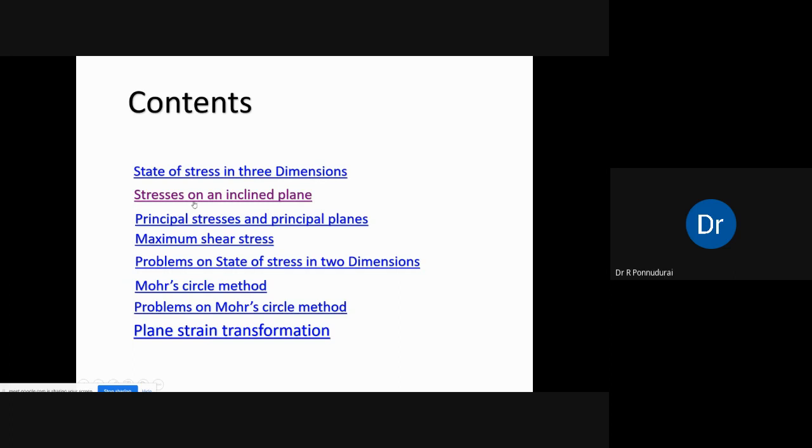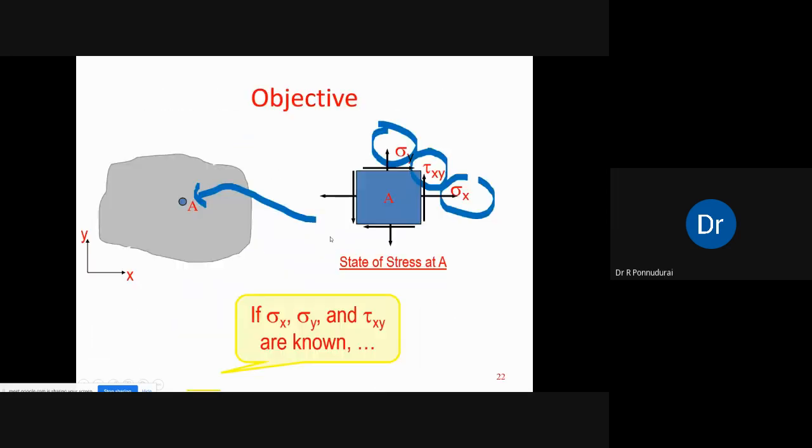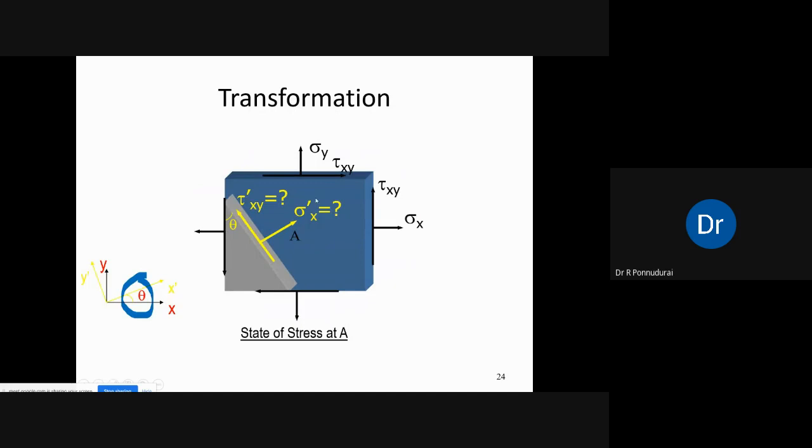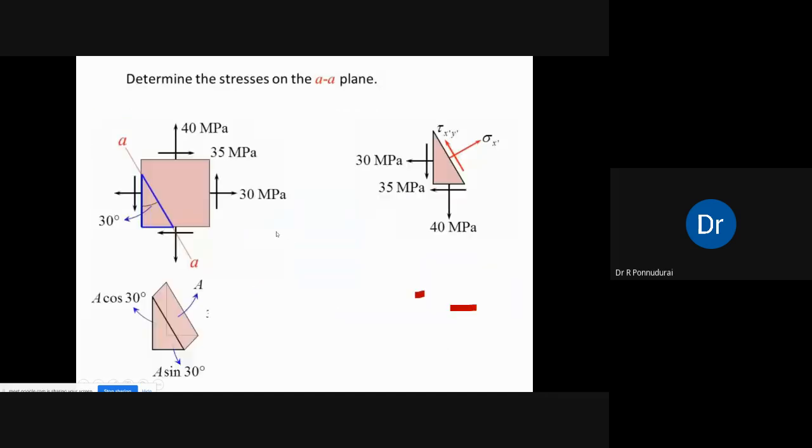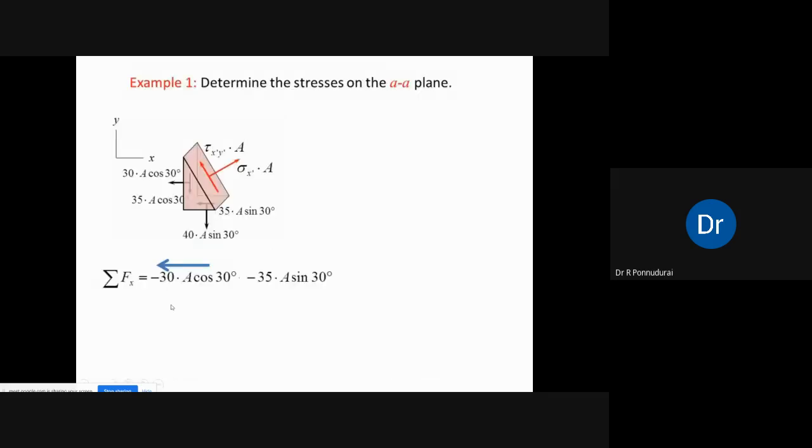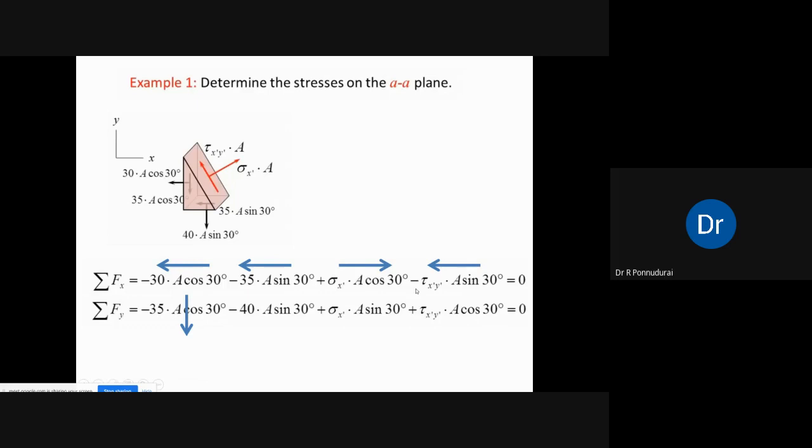So this is regarding stresses on an inclined plane. We just looked at the stresses on an inclined plane. At any given plane, what are the unknown values of stresses? Sigma x dash how much? Tau x dash y dash how much? For that we derived the expression. We use sigma Fx equal to 0, sigma Fy equal to 0. By using these two equations, we can get the values of sigma x dash and tau x dash y dash.